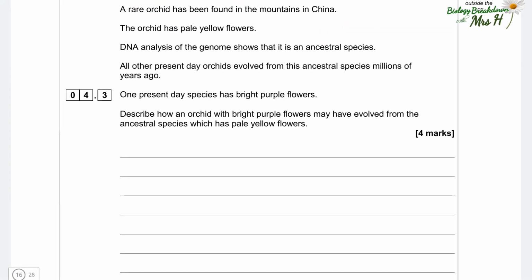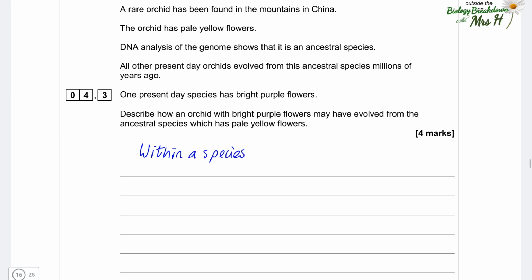A rare orchid has been found in the mountains in China. The orchid has pale yellow flowers. DNA analysis of the genome shows that it is an ancestral species. All other present-day orchids evolved from this ancestral species millions of years ago. One present-day species has bright purple flowers. Describe how an orchid with bright purple flowers may have evolved from the ancestral species which has pale yellow flowers.